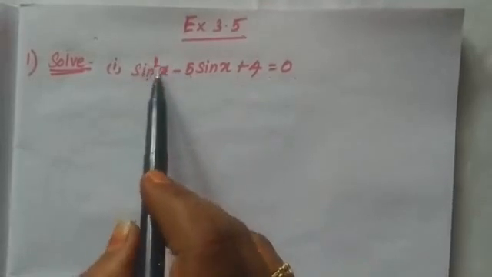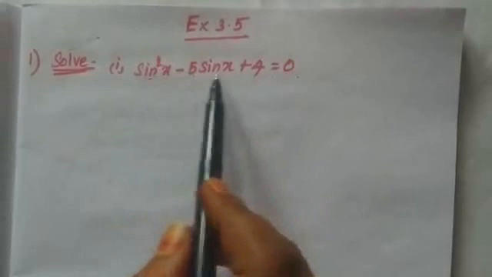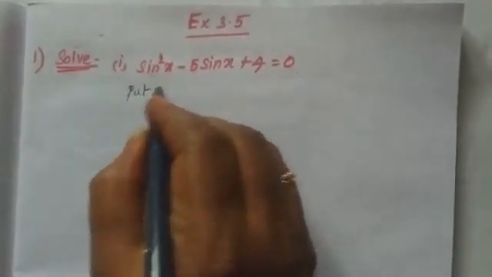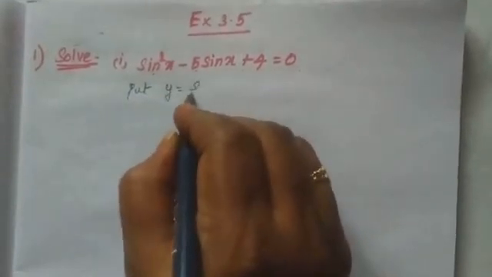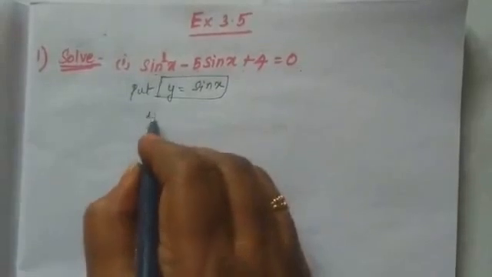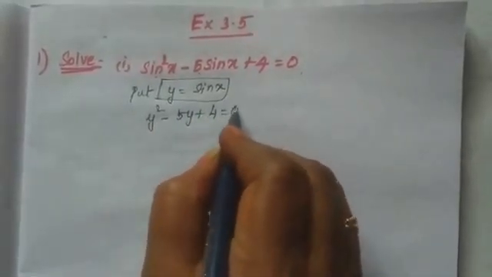See, the higher power is 2. If the higher power is 2, we know it as a quadratic equation. But a trigonometric ratio is involved there. I am going to replace the trigonometric ratio with a variable. Any variable we can take. I am taking y. So put y = sin x. So this becomes y² − 5y + 4 = 0.